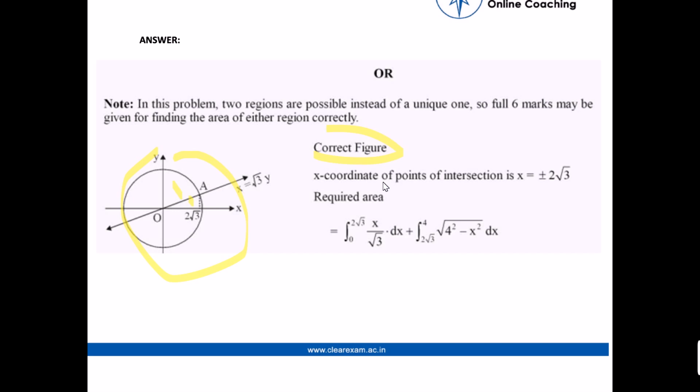The x coordinate of intersection is x is equal to plus minus 2 root 3. This is the coordinate of intersection. The required area will be integration from 0 to 2 root 3 of (1 by root 3) x dx, plus integration from 2 root 3 to 4 of root (4 square minus x square) dx. So this will be the required area. Let's continue.